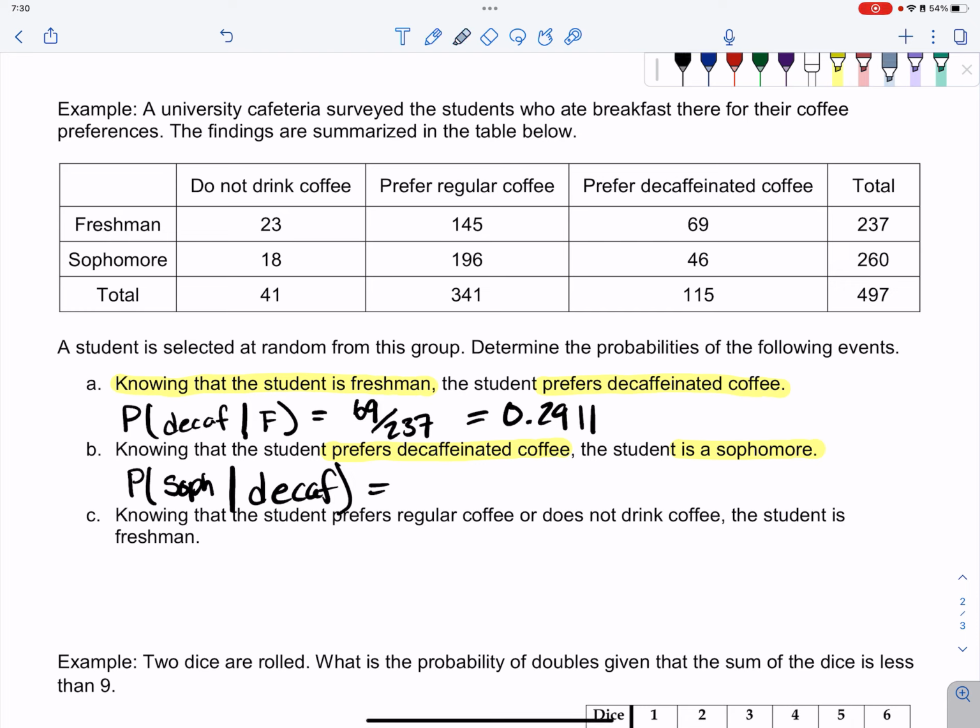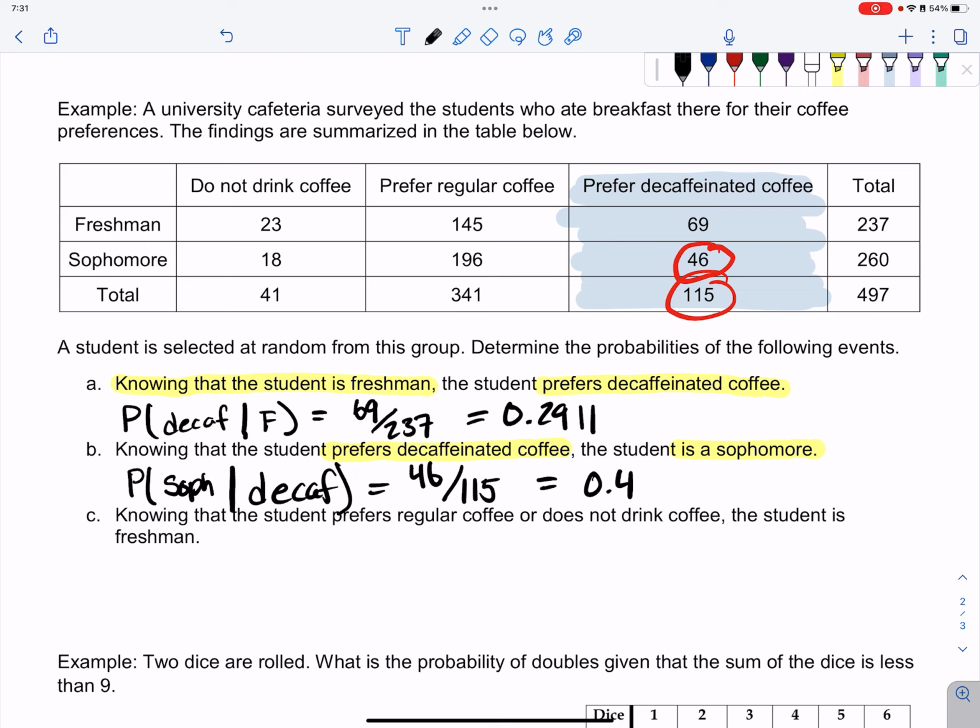So now we have been given decaf, so that is the only part of this table that I'm going to look at. And from our decaf coffee, what is the probability that they are a sophomore? Well, 46 sophomores prefer decaf out of the 115 that prefer decaf. So this probability is going to be 46 out of 115. Which, if we get the decimal of this, will give us 0.4 for that probability.